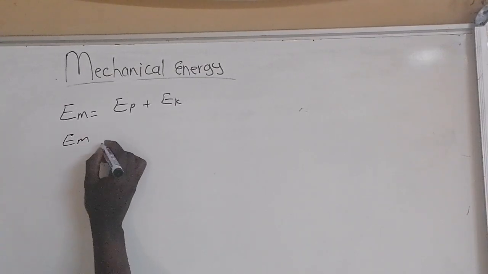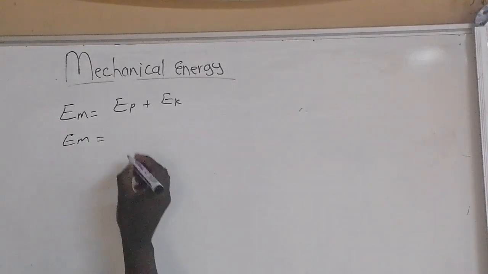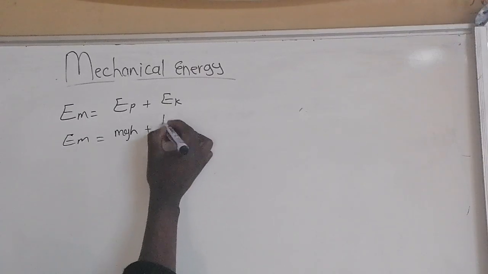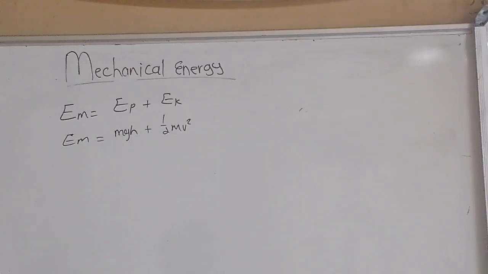EM is the mechanical energy, measured in joules, equal to EP plus EK. Let me just simplify that. We know that EP is mgh and EK is half mv squared. So this is the formula for calculating the mechanical energy.